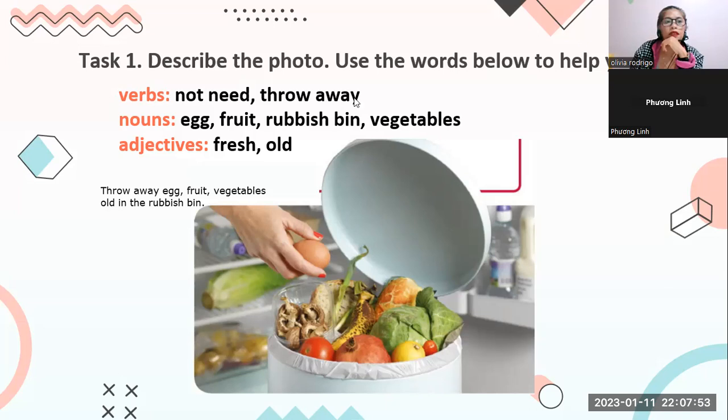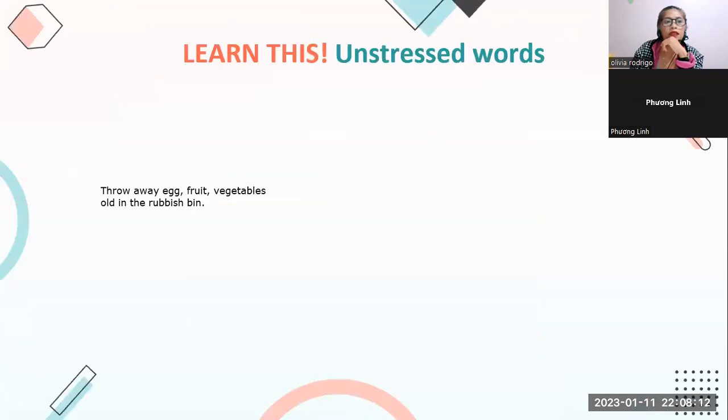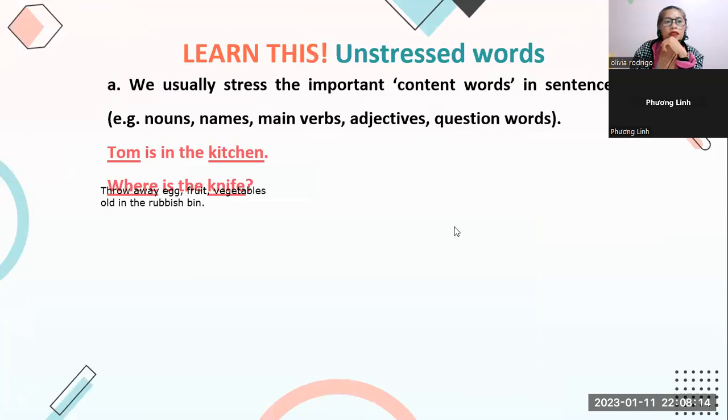Okay, now. Yes. Throw away egg, fruit, vegetables, all in the rubbish bin. Okay, very good. This is what we call a rubbish bin. So rubbish means garbage. Okay, very good.